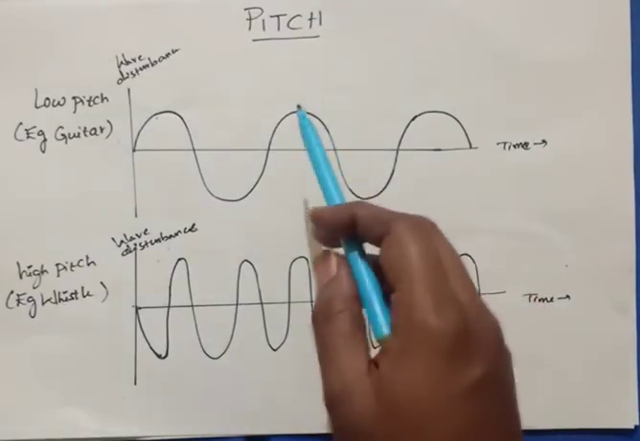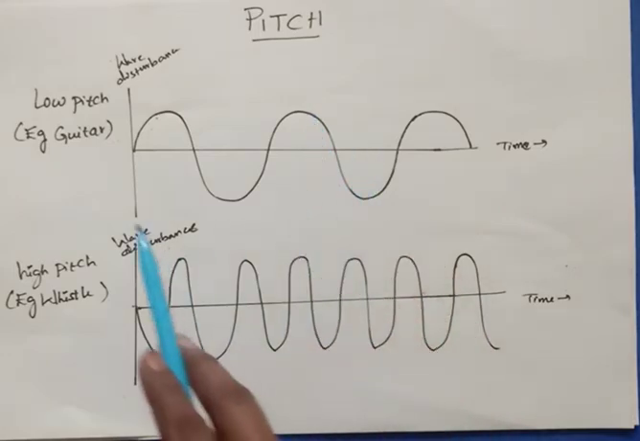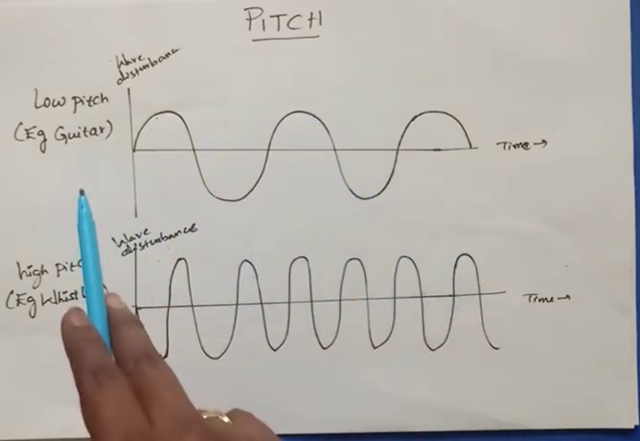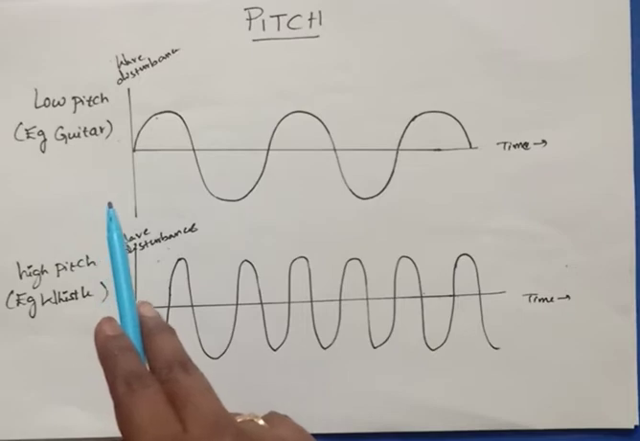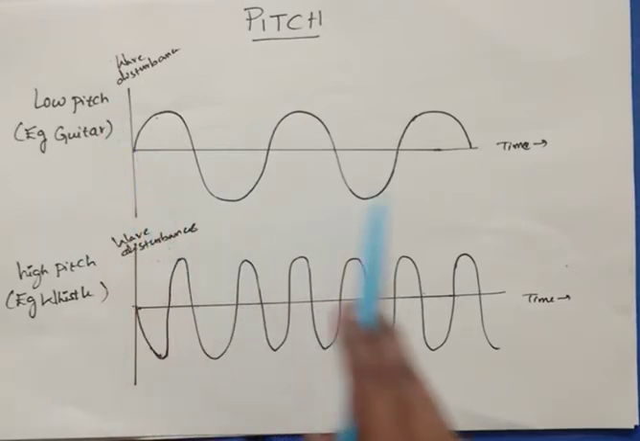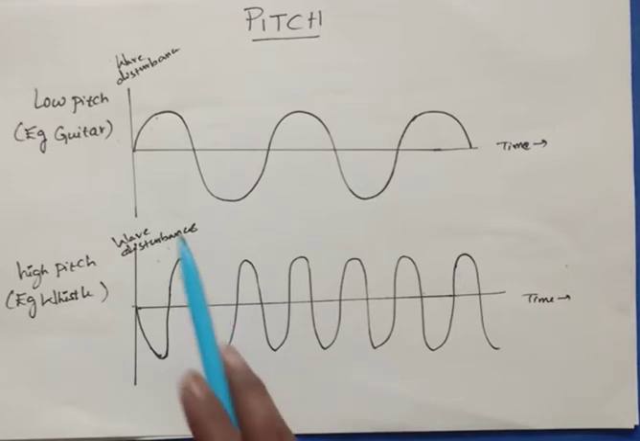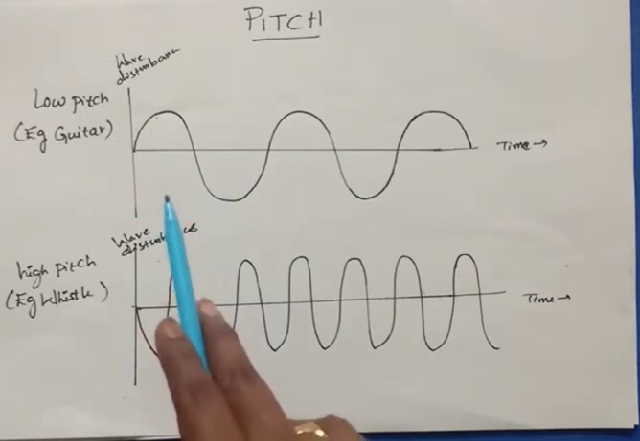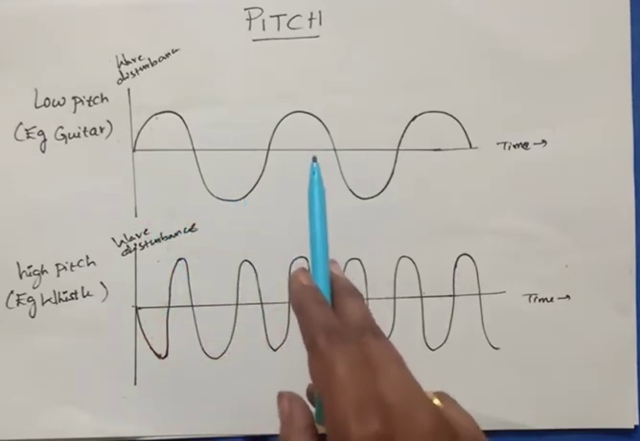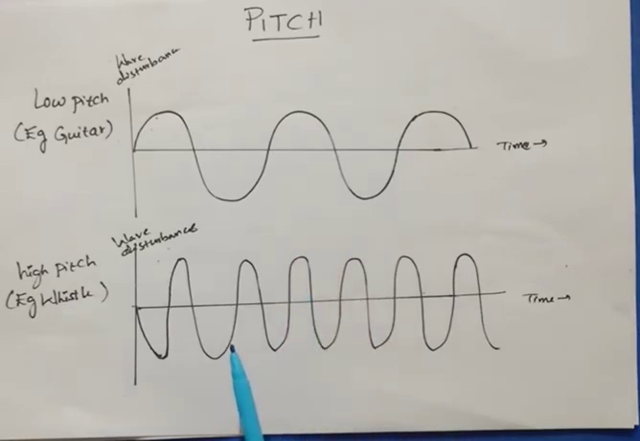Next is pitch. So this is a graph showing low pitch. Example, guitar. Y-axis is wave disturbance, x-axis is time. If you compare both, the frequency of the low pitch guitar is less when compared to the frequency of the high pitch guitar. See the number of waves. The number of waves is more in case of high pitch.